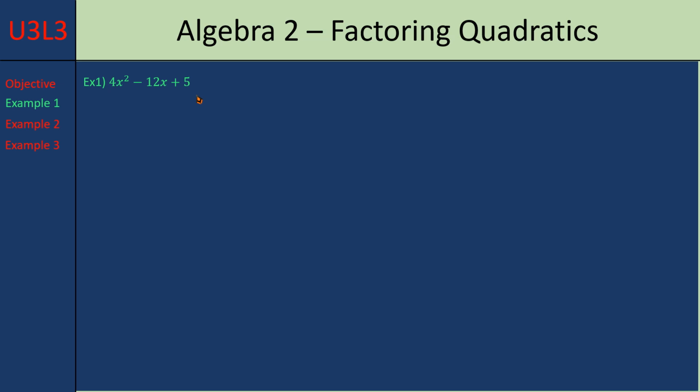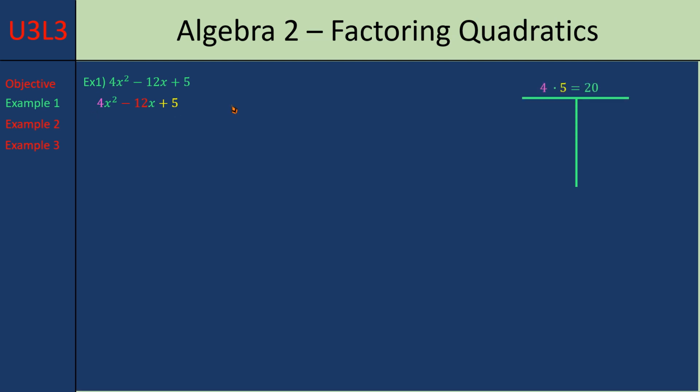So when you look at your quadratic, think of these three numbers as separate things. There's a 4, negative 12, and 5. We call these A, B, and C. So you take A times C, or the first number times the last number. So I have 4 times 5, which gives you 20.